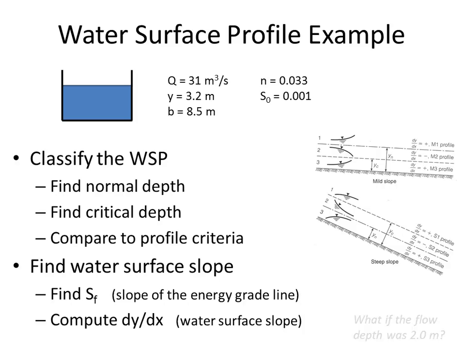In light gray, it asks the question, what if the depth of flow had been 2 meters? What would be the water surface profile type there? It's still going to be an M because the critical depth is less than the normal depth. But if y was 2, it would be an M what? M2, right, because if the water depth was 2, then that would put it in zone 2 here, between the critical depth and the normal depth.